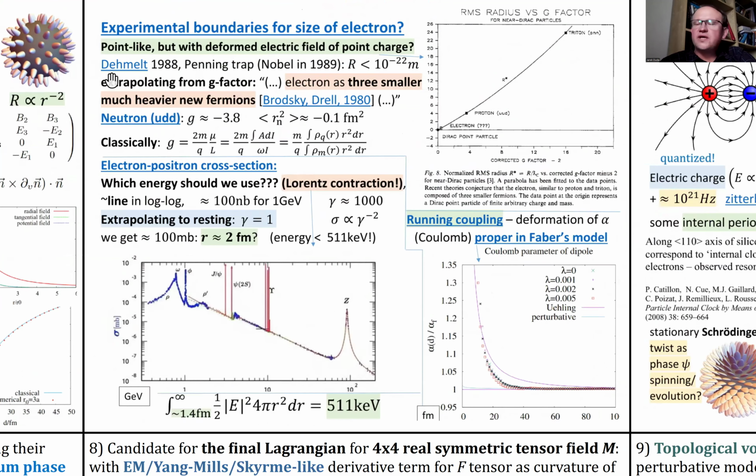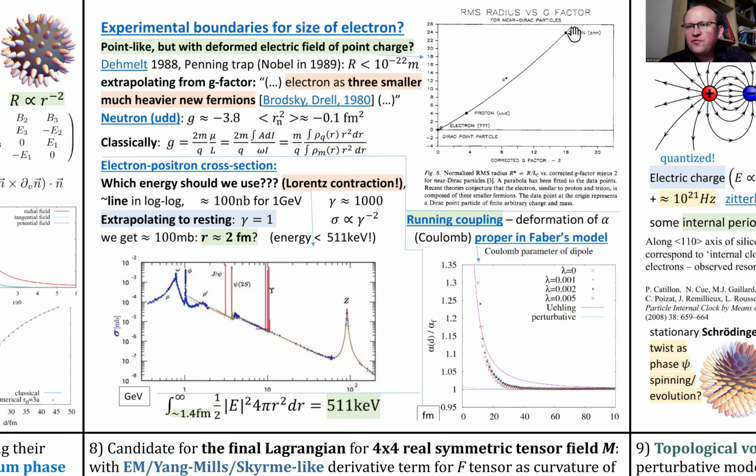The standard one is based on the g-factor. It was started by Dehmelt, who has drawn this plot. You have a triton as made of 3 nucleons, a nucleon as made of 3 quarks, and finally the hypothesis that the electron is made of some 3 partons. So from one side, we don't assume here any partons. We just deform the singularity.